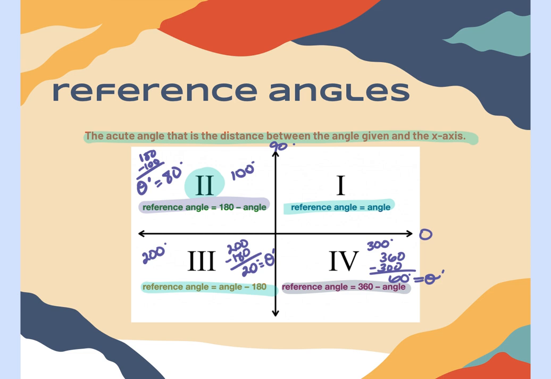The other thing you want to remember is All Students Take Calculus. That tells you which of the original trig functions are positive. So in the first quadrant, they are all positive. In the second quadrant, it would be sine, and also cosecant because it's its reciprocal function. In the third quadrant, it would be tangent and also cotangent because it's its reciprocal function. And in the fourth quadrant, it's cosine, and also secant because it's its reciprocal function.